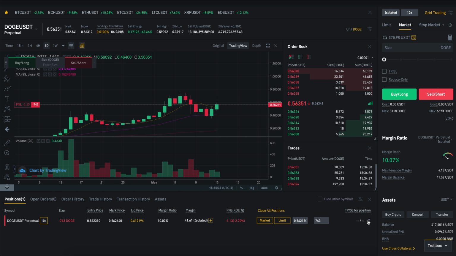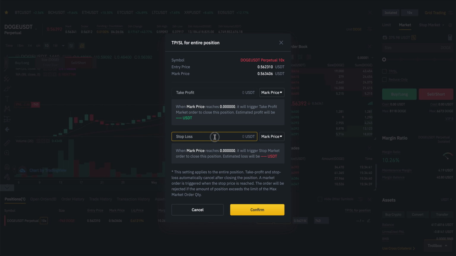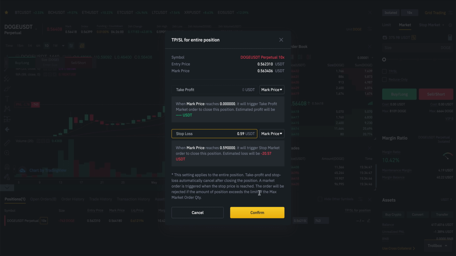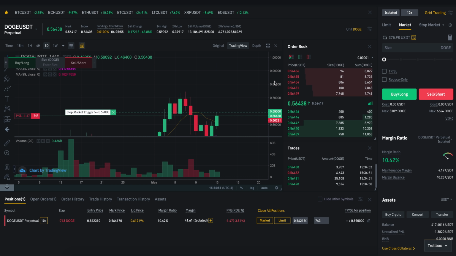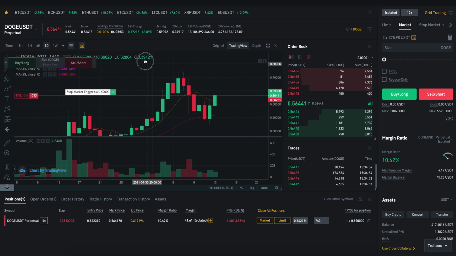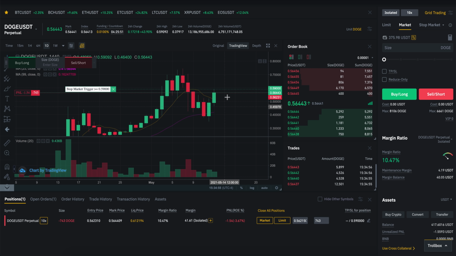So I could put a stop loss. I entered at 56 cents, so let's put our stop loss at 59 cents here, just to keep our risk nice and tight. And then we can set our take profits down below.